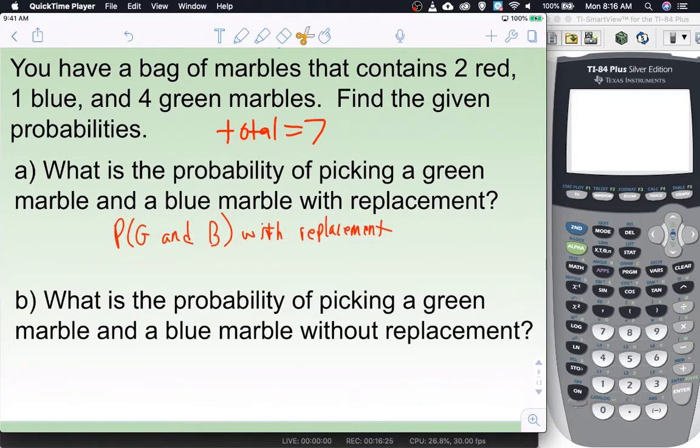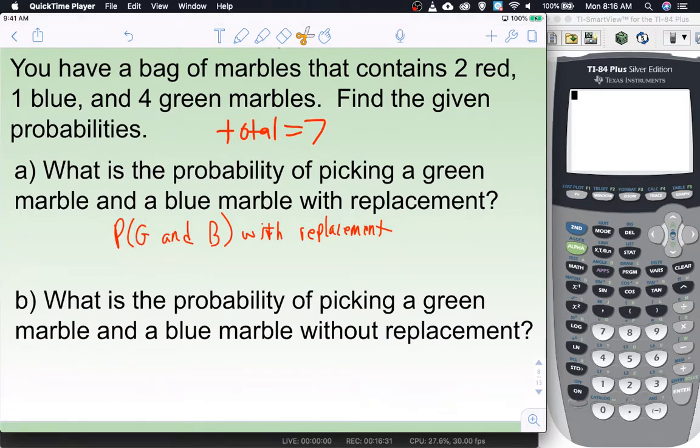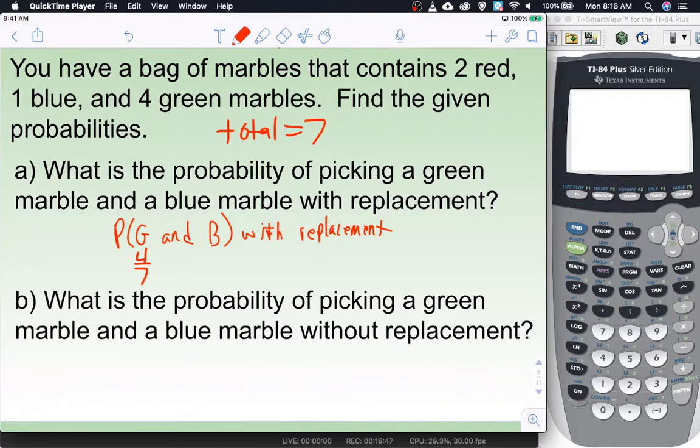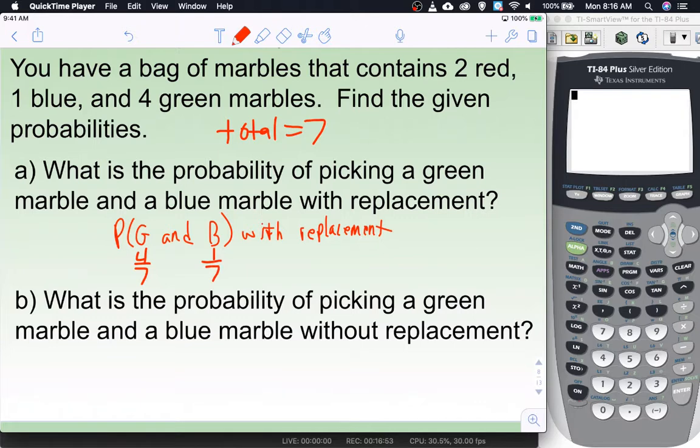So, what's the chance of picking a green marble? Since the green marble is the one we're going to get first, the chance of getting a green marble from the beginning of the problem was 4 out of 7. There's 4 green ones, 7 total. Now, with replacement means I take out the green marble, I look at it, and I put it back in the bag. Which means the chance of getting a blue marble would still be 1 out of 7. There's still 7 marbles in that bag.